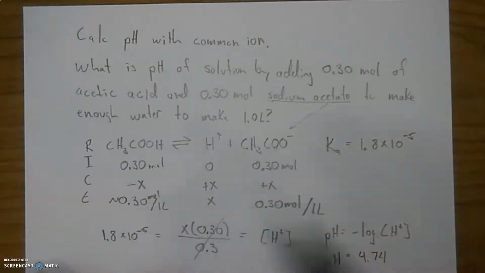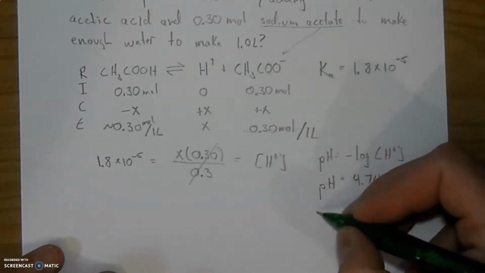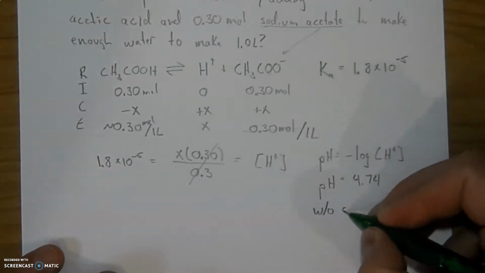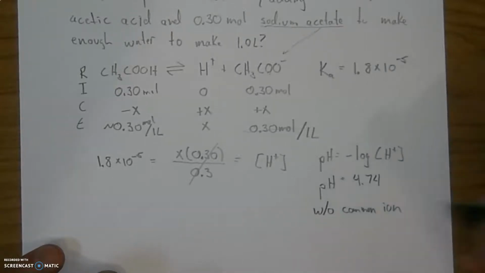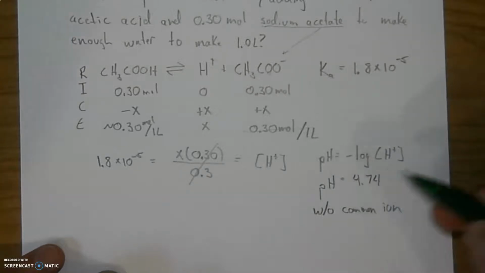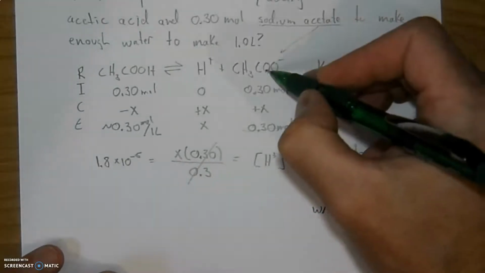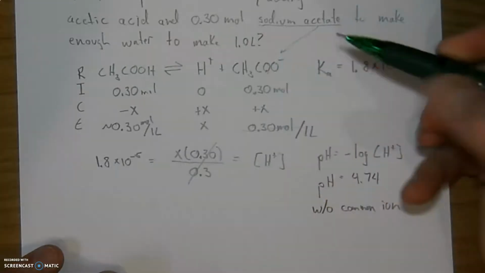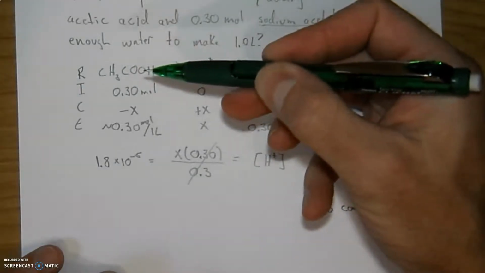I'm not going to ask you to go through all this math, but if we were to do that without the common ion, what do you think? Higher or lower pH? Is this value going to be lower, more acidic, or higher, more basic? Well, think about Le Chatelier's principle. By adding this to rebalance, we have to shift in that direction, right?